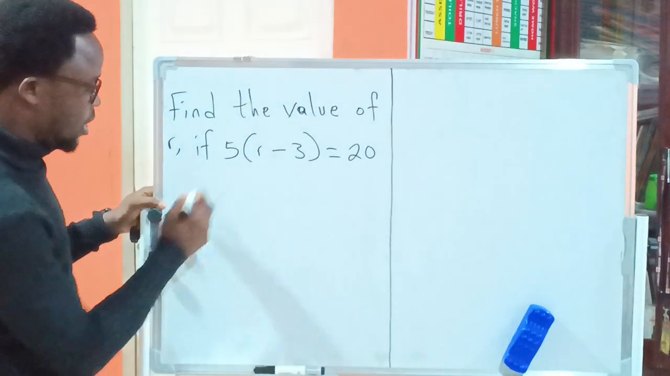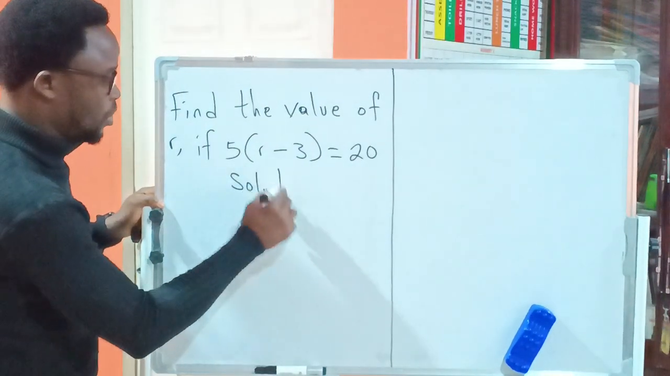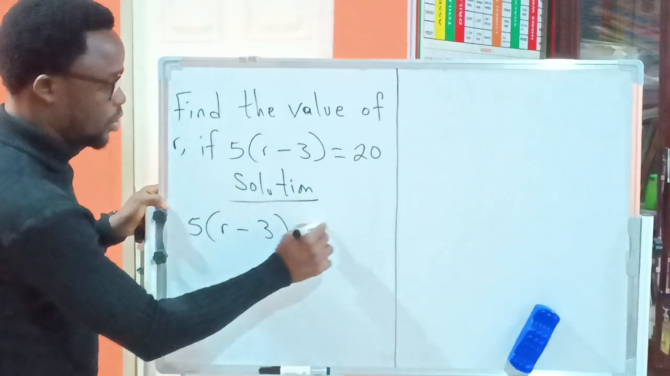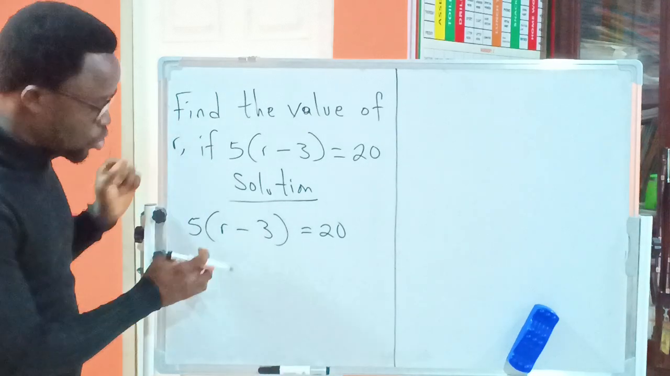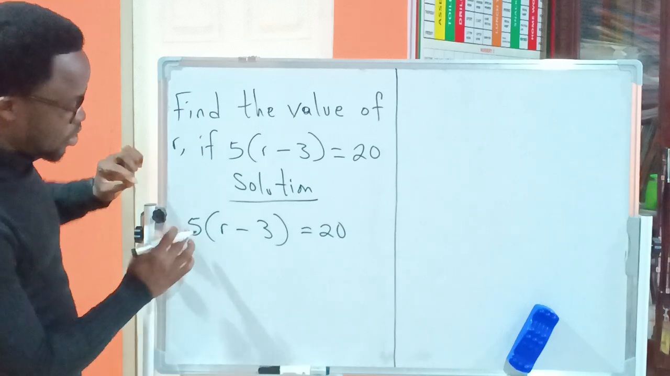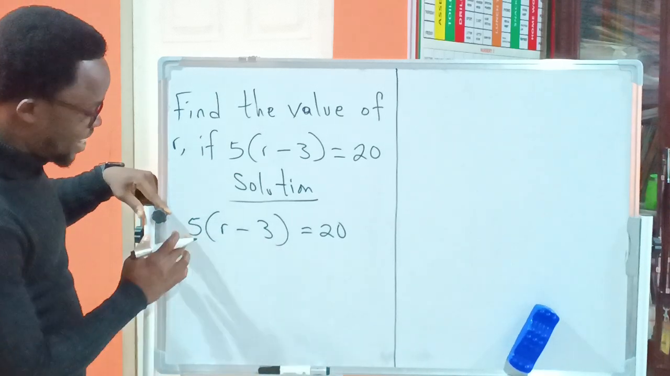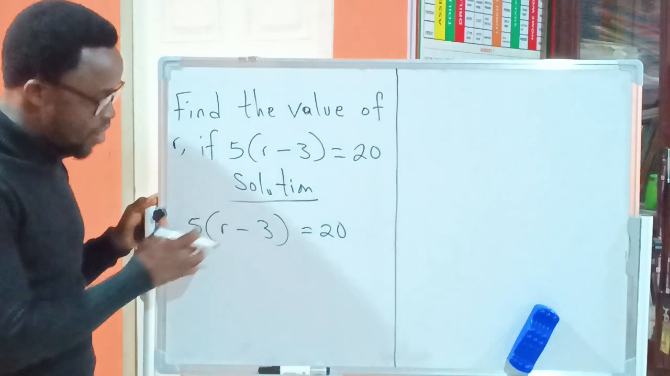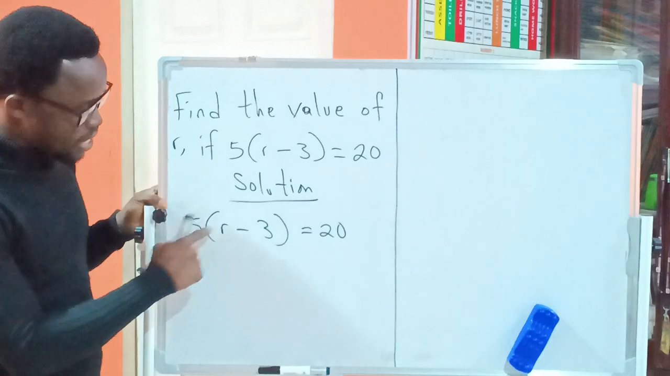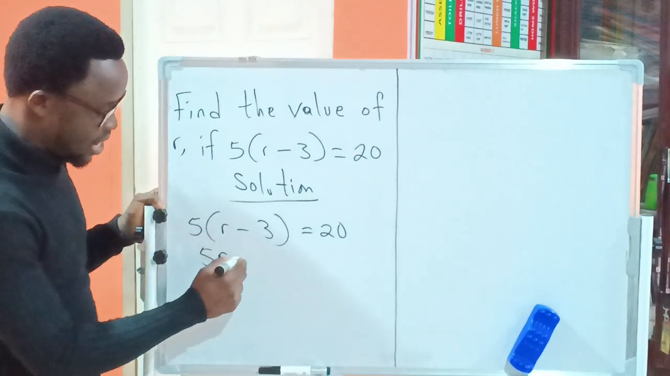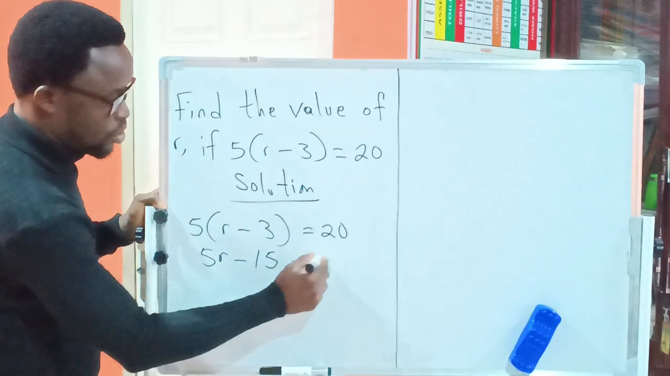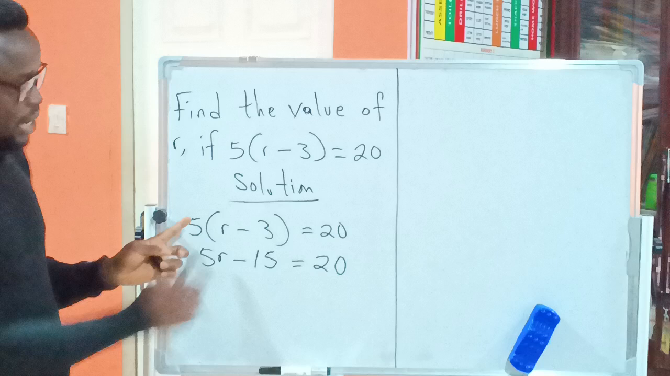The first thing to do quickly is to rewrite the question, which is 5 into R minus 3 equals 20. First of all, we need to do away with this bracket. And how do you do away with this bracket? You're going to use this 5 to open the bracket. This 5 will multiply the R, and this 5 will multiply minus 3. So 5 times R is 5R. 5 times minus 3 is minus 15, equals 20. You can see now the bracket is gone.